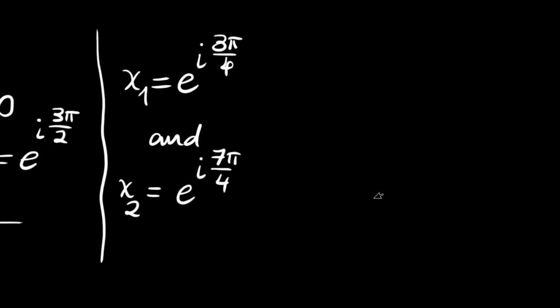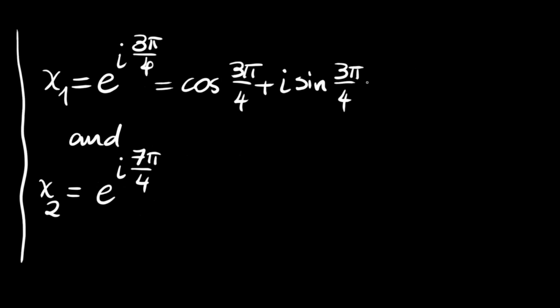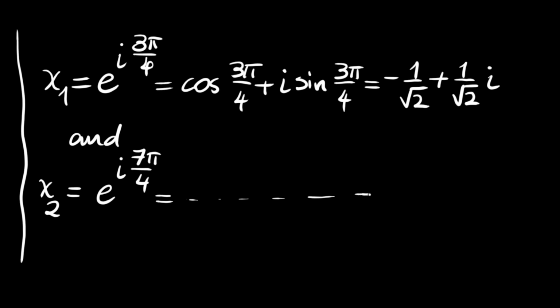This first one becomes cos 3 pi over 4 plus i times sine 3 pi over 4. And cos 3 pi over 4 is negative 1 over root 2, and the other one is positive 1 over root 2 times i. And similarly, if you write this, you will have positive 1 over root 2 as cosine, negative 1 over root 2 as sine times i.